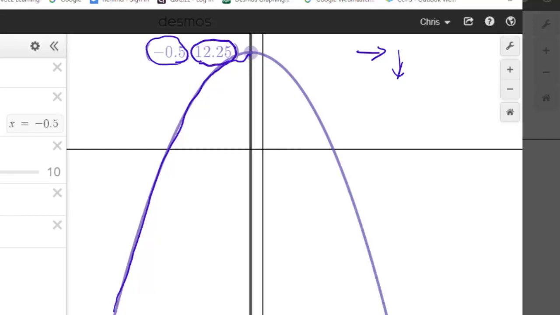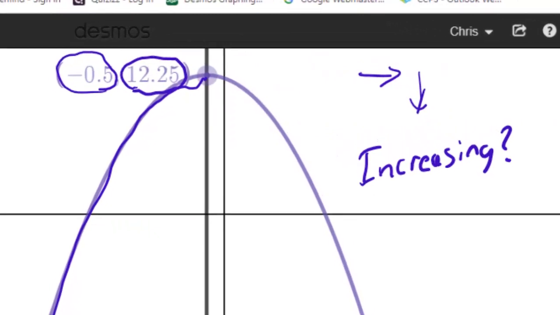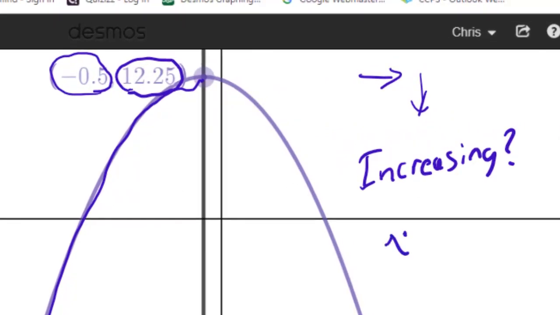So where's this graph increasing? Well, it's increasing everywhere the domain is less than where that axis of symmetry happened to be, which is at -0.5. And I say all my x's are less than -0.5, that's where it's increasing.